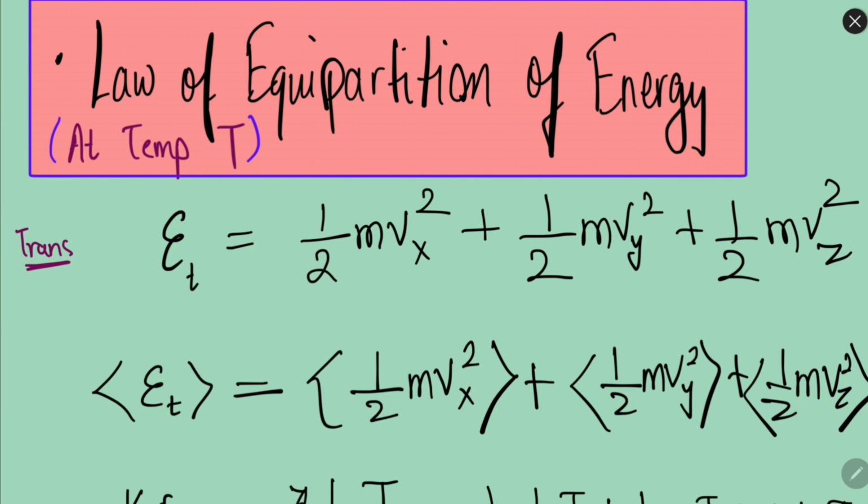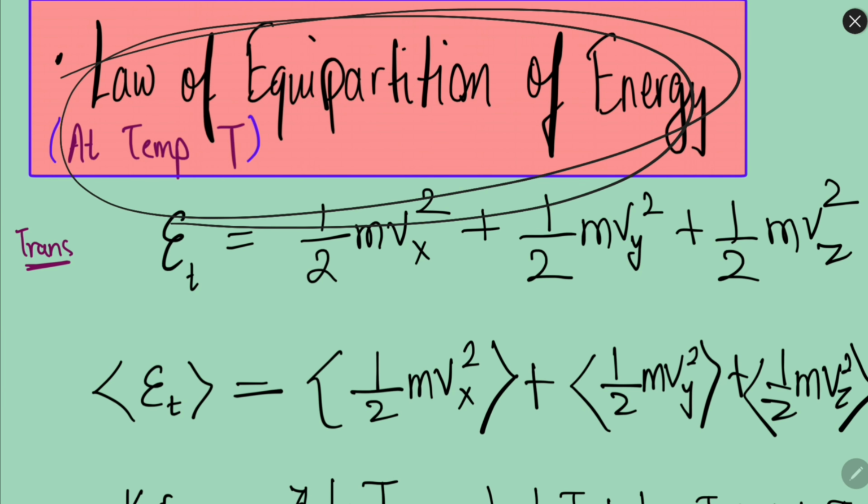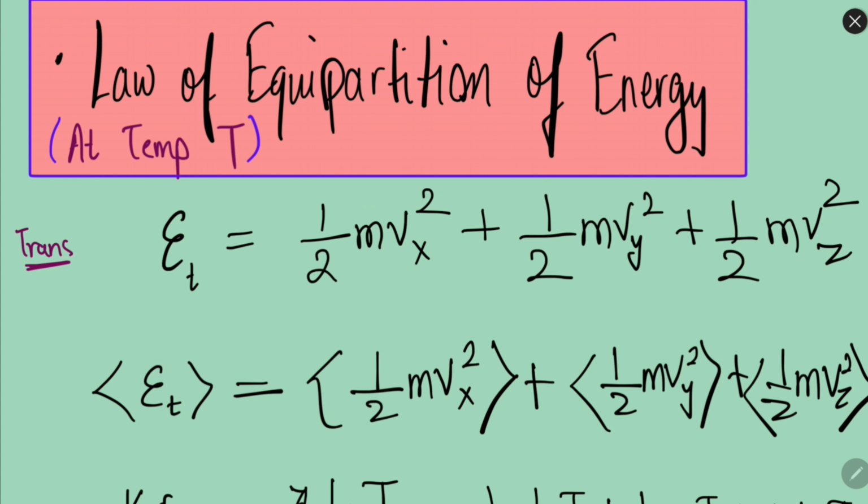Then, the law of equipartition of energy. This is quite important. This law tells us that at any temperature T, the energy is equally divided in all the three dimensions, all the three axes, x axis, y axis and z axis. So in all the directions the energy is equally parted.